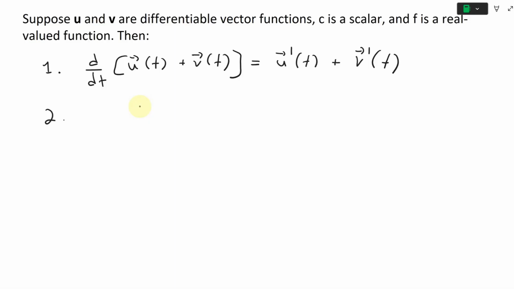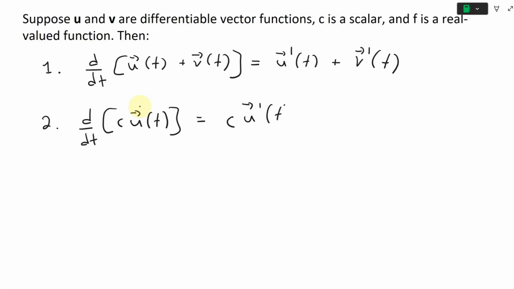Number 2 is if you have a constant. So d over dt of c times the vector u of t is the same thing as taking the c out and just taking the derivative of u. The constant c is a scalar, so just get that out of there.